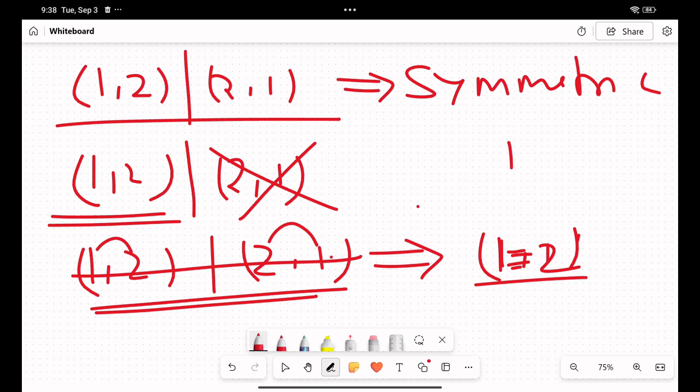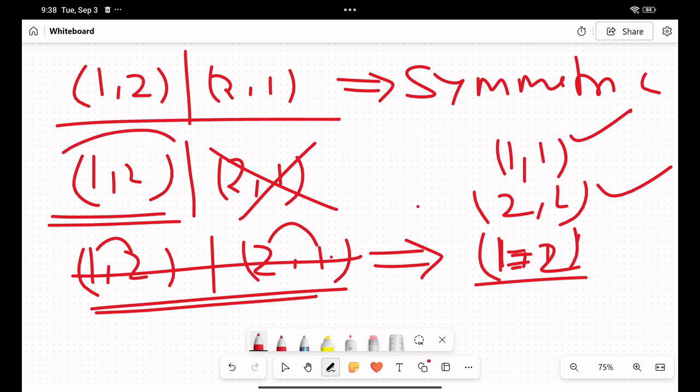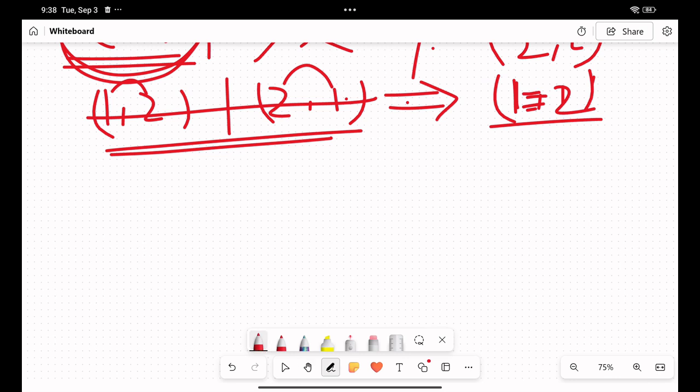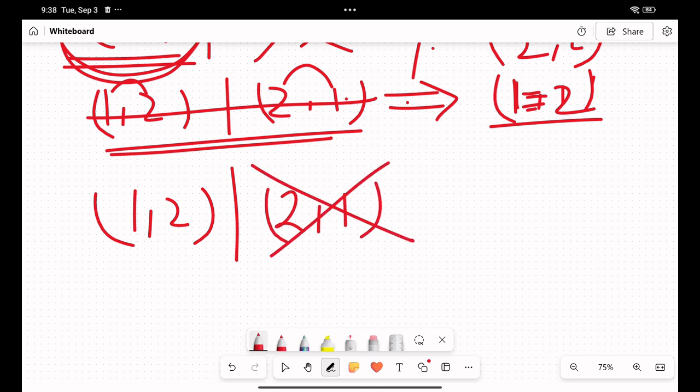What is the meaning of this? So 1, 1 must be there. 2, 2 must be there. The meaning is this: either 1, 1 or 2, 2. Means mirror image. If 1, 2 is there, then mirror image should not be there. Okay, should not be there.